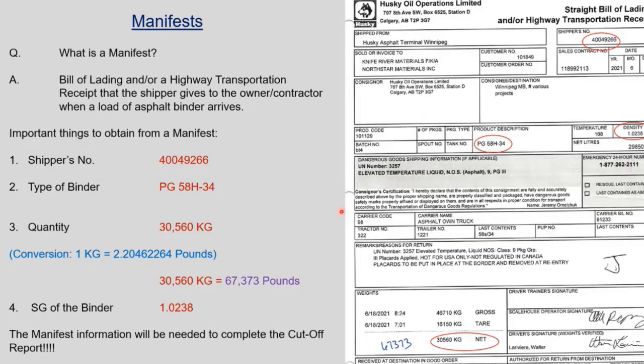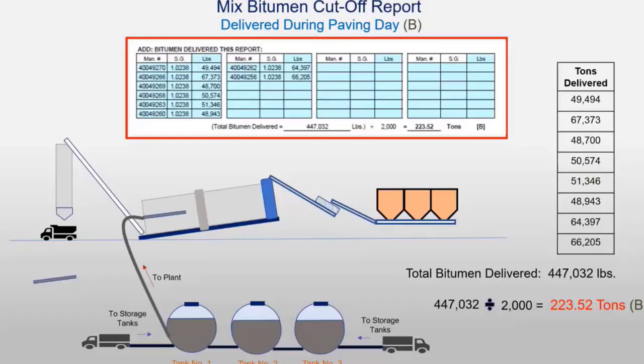As the job goes on, many trucks are going to come into the plant, and for every load they give us a manifest like this. This one actually came out of Canada, so there are some metric numbers here, but you get your shipping number, the type of binder, and your quantity. That can be converted down into a pounds figure, and the specific gravity of the binder is all from this manifest. This particular one, 67373, is one of these that is on this cutoff report right here.